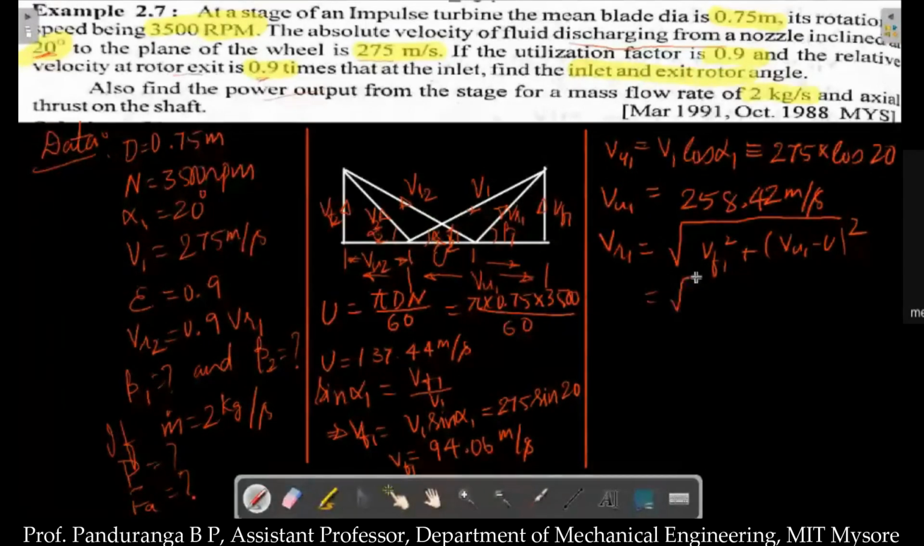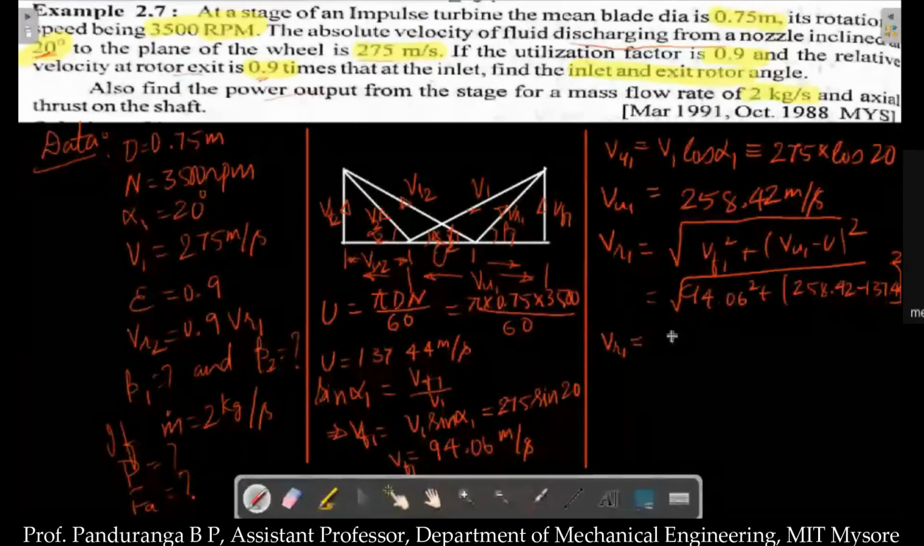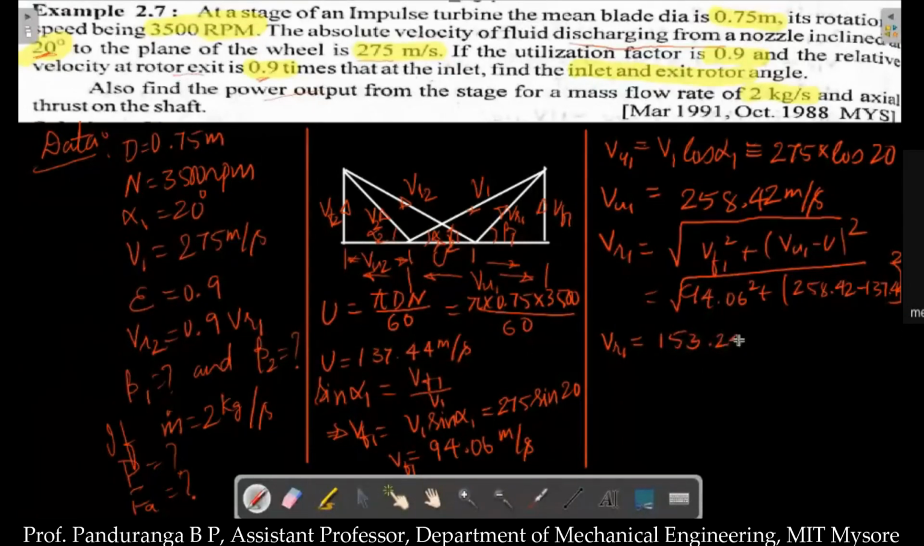I'll substitute the values now. VR1 is the root of 94.06 square plus Vu1, which is 258.42, minus U, which is 137.44, whole square. So when you substitute the values and calculate, we'll get VR1 as 153.24 meter per second. Once we know VR1, now we can calculate beta 1.